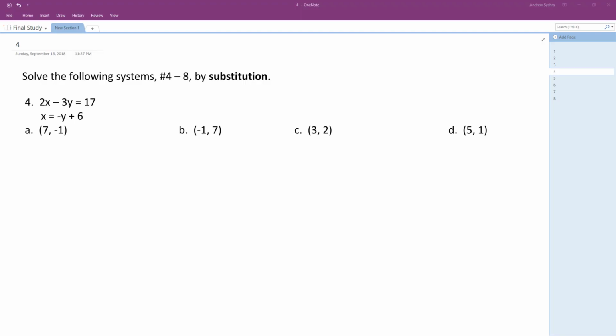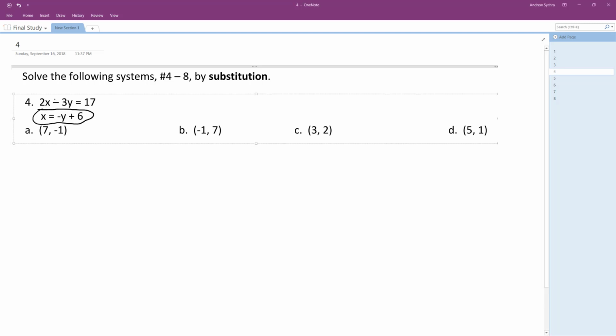All right, so we're going to solve this system of equations by substitution. Right off, we can use the bottom equation as a substitution for x in the top equation. So in the top equation, for x, I'm going to replace it with negative y plus 6, and that way we only have one variable after that.